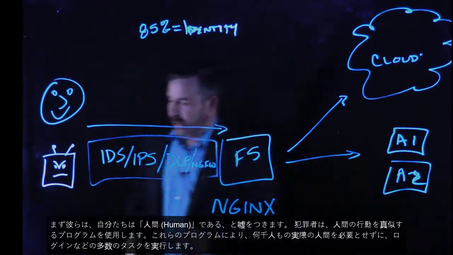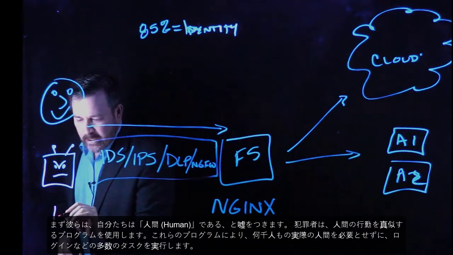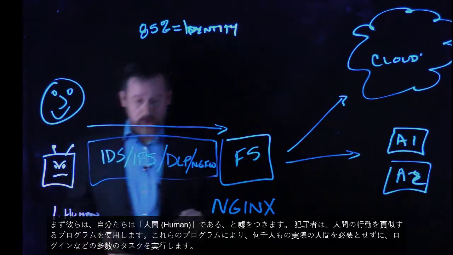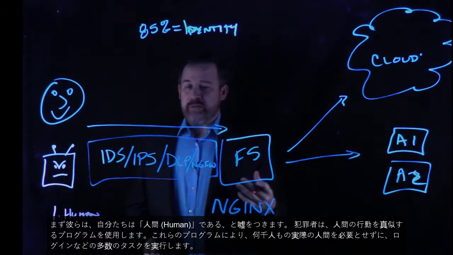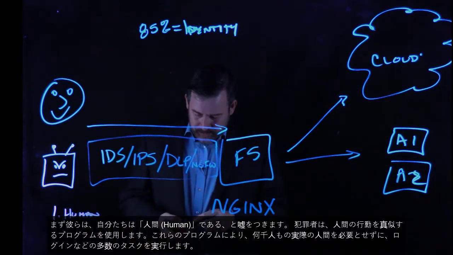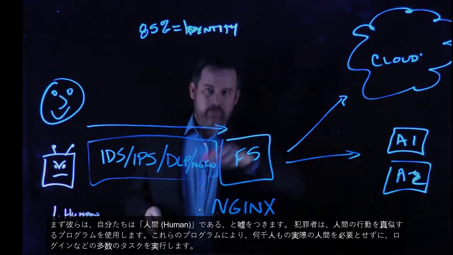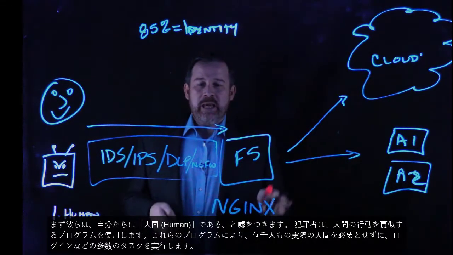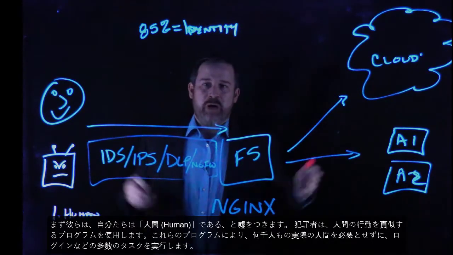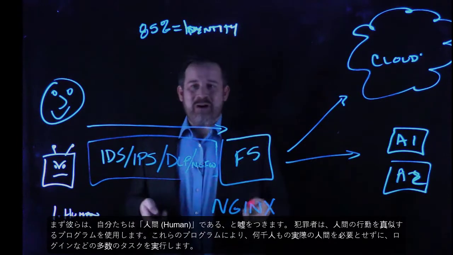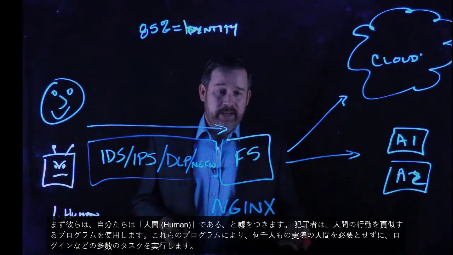The first thing they're going to do is pretend that they are human. And how do they do this? Well, these criminals use programs that emulate or mimic human behavior. They do this so that they can perform a large number of tasks like logging in without requiring thousands of actual human beings to get that task done.